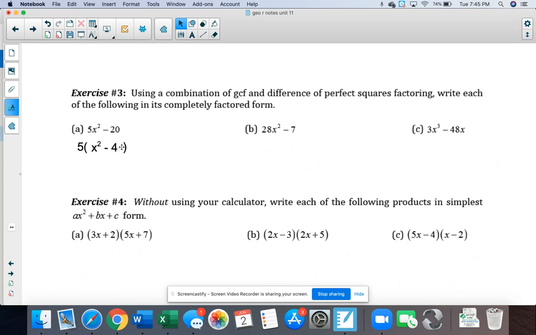Now I'm not done factoring because this right here in the middle is the difference of two perfect squares. So the 5 is going to stay in front. I'm going to set up my two parentheses because these I'm going to multiply. These are going to factor: x squared is a perfect square, x times x, and 4 is a perfect square, 2 times 2.